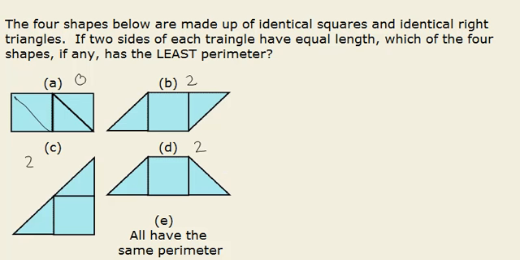So, based off this, they will not all have the same perimeter. And A will have the least perimeter because it only includes the sides counted in the perimeter. So the sides are less than the hypotenuse, and therefore it will have the least perimeter.